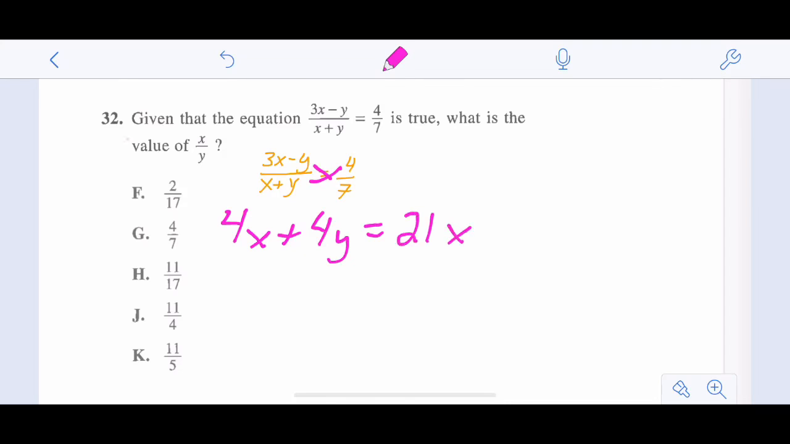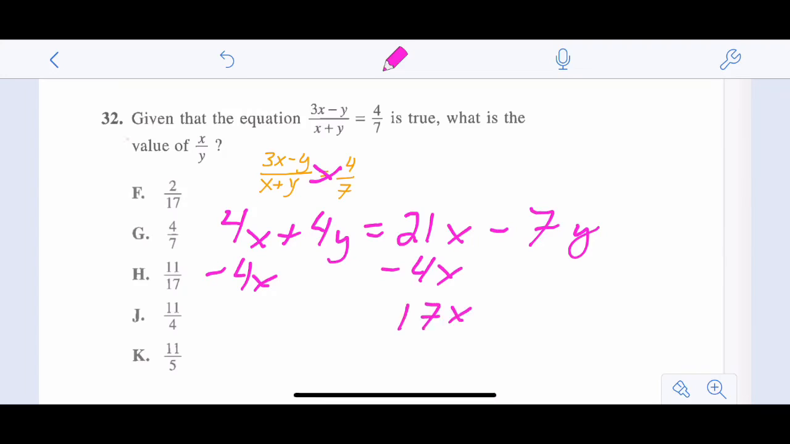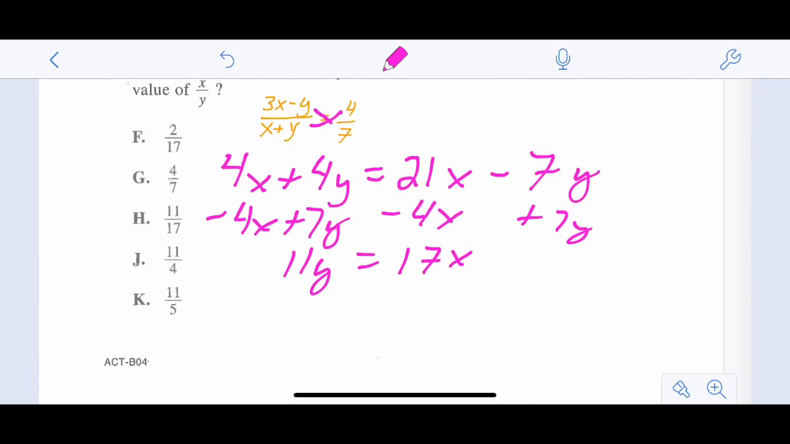21x. 21x, and then minus 7 times y, 7y. So let's get our like terms together. So let's subtract 4x from both sides. We have 17x. Let's add 7y to both sides. What's 7 plus 4? 11. 11y. Okay, and now let's divide our 11.